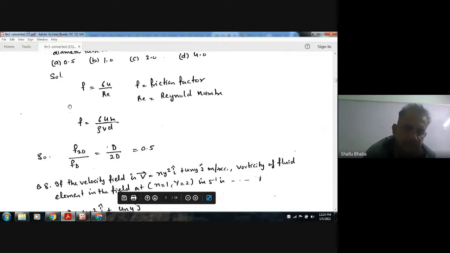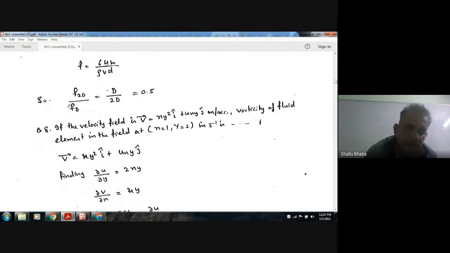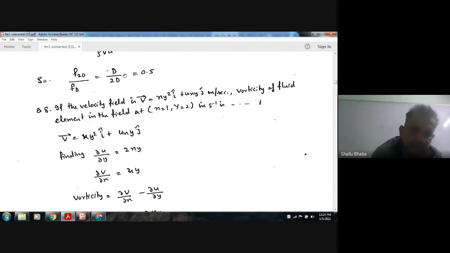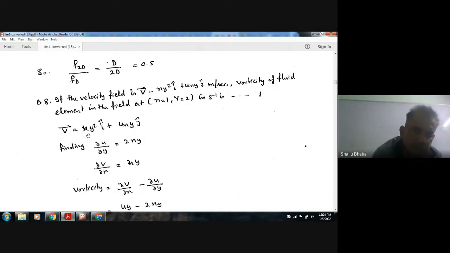Next, the velocity field is V = xy² i + 4xy j meter per second. The vorticity of the fluid element in the field at x = 1, y = 2 is? So V is xy² i + 4xy j. Okay, we have to find out the vorticity.